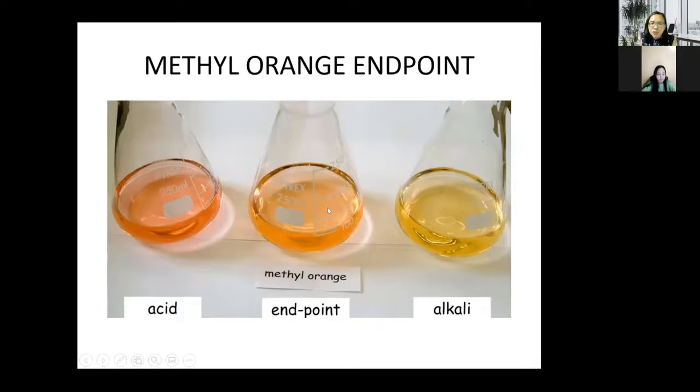Okay, equivalence point again is different from end point. End point is yung makikita natin sa visible eye. Yung equivalence point is yung sa ating computations. Okay? Pag if it is a base, it's color yellow. If it's an acid, it's color orange.